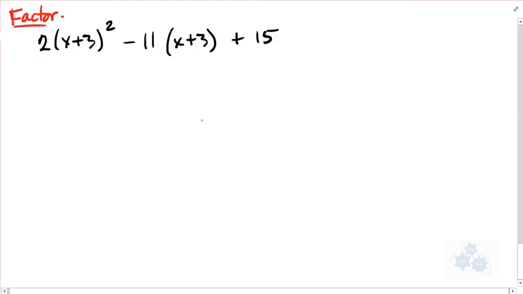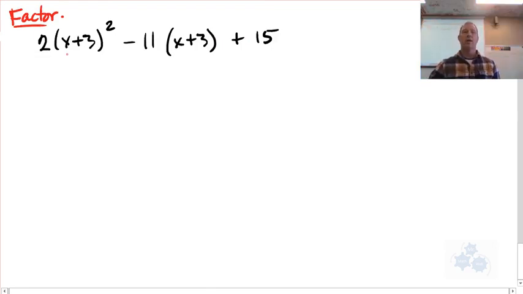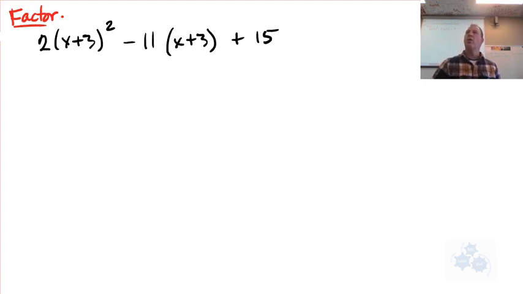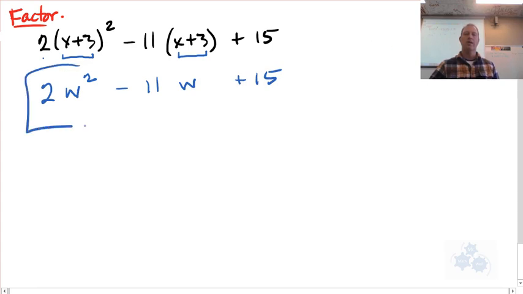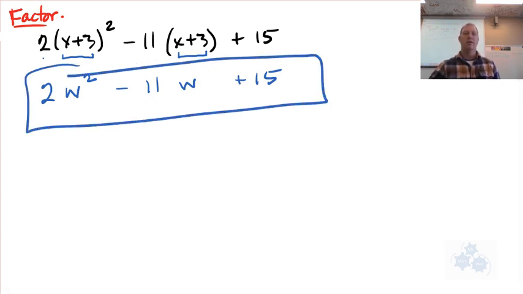All right, so this is the last example I'll do for this section here. Factoring a quadratic form, okay? Now this looks a little bit complicated, doesn't it? Okay, but watch carefully. This is in the form of a quadratic expression. And what I mean by that is this. We have 2 times something squared minus 11 times something plus a constant. So that is in the form of 2, let's make another variable instead of x, 2 something squared minus 11 times that same something. Okay? So this is a quadratic. That's easy to see. All right?